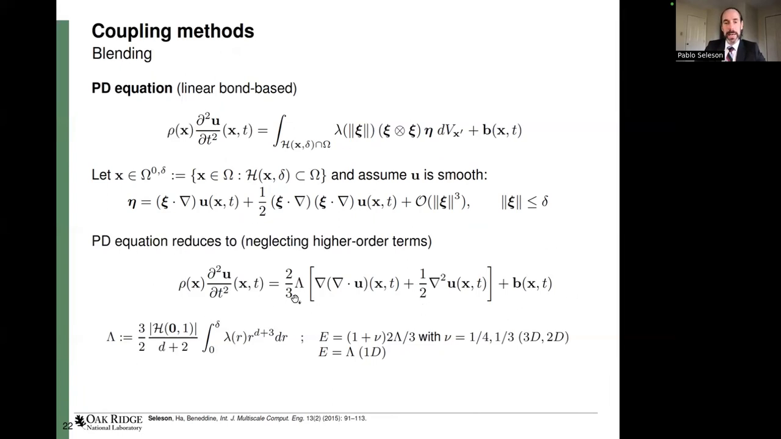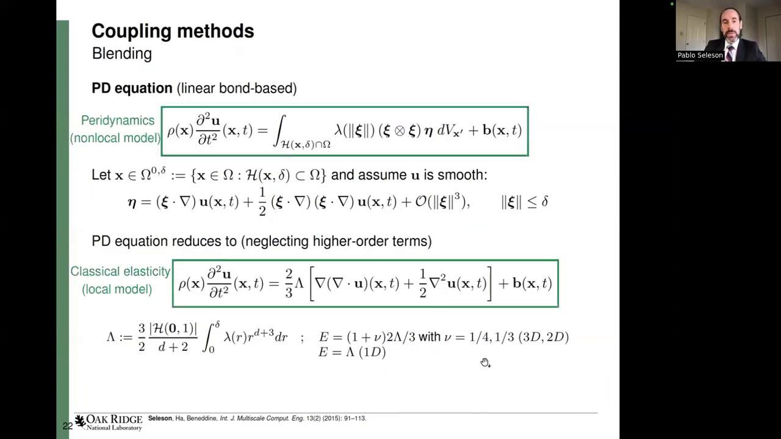In this case, lambda has the following expression. The expression relates capital lambda with the micromodulus function, and also capital lambda is related to the classical constants, such as the Young's modulus.